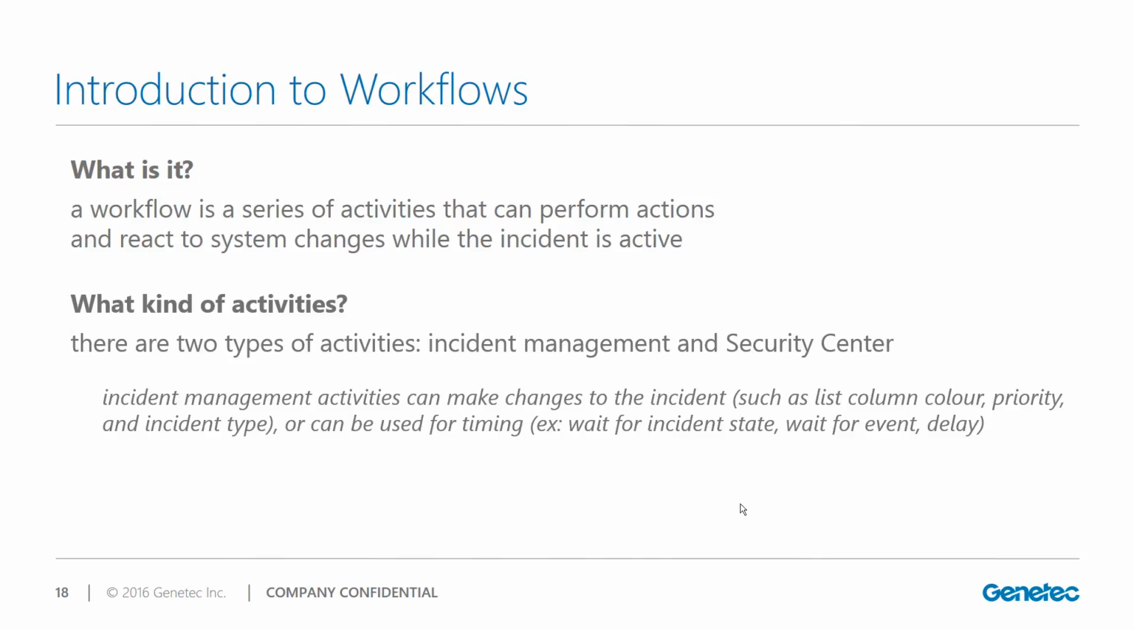Incident management activities can make changes to the incident, such as changing the list column color, the priority for the incident, and the incident type, or it can be used for timing. So we can wait for an incident state to change, we can wait for a particular event to be triggered, or we can just put a generic delay to wait for a certain amount of time.